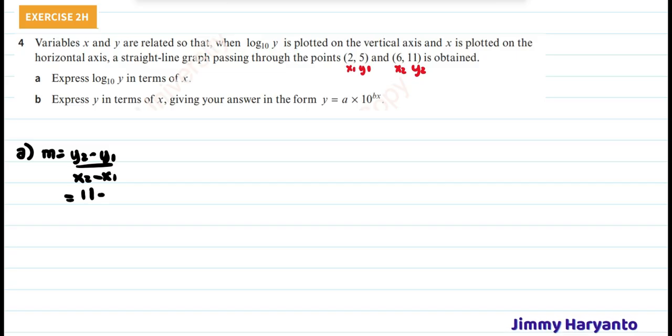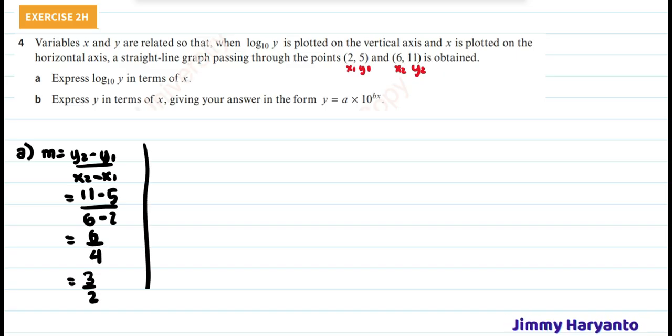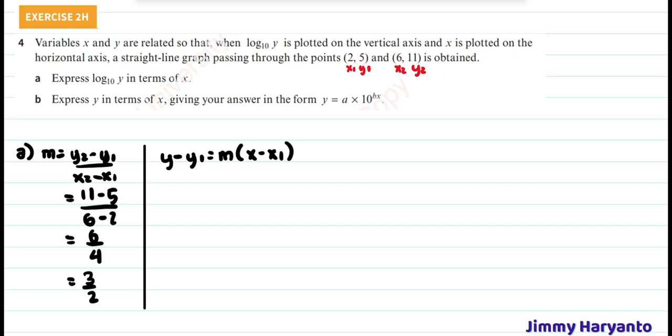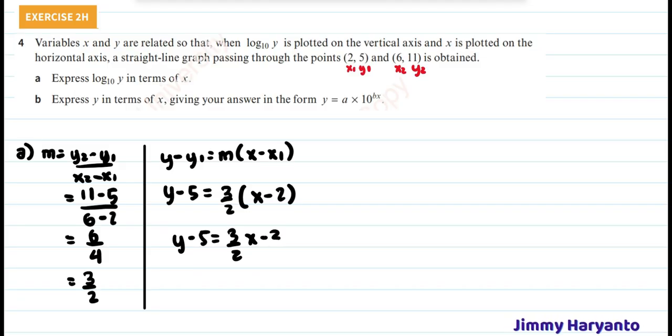So 11 minus 5 over 6 minus 2 equals 6 out of 4, so 3 over 2. Okay, that is the gradient. And then y minus y1 equals m times x minus x1. So y minus 5 equals the gradient 3 over 2 times x minus 2. That means y minus 5 equals 3 over 2x minus 3, and then y equals 3 over 2x plus 2.